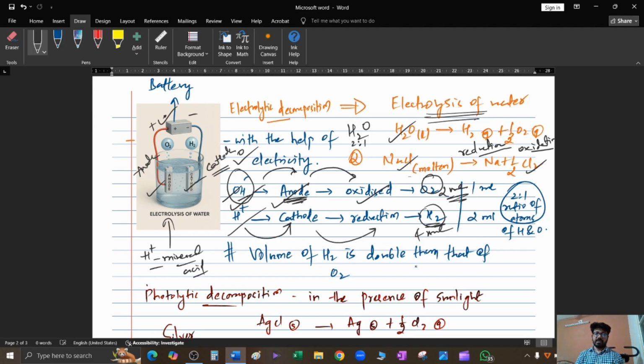सोडियम जो है वो कैटायन है, Na+, सो कैथोड की ओर जाएगा टू गेट रिड्यूस्ड एंड इट विल कन्वर्ट इनटू व्हाट, एलिमेंटरी फॉर्म, दैट इज सोडियम.